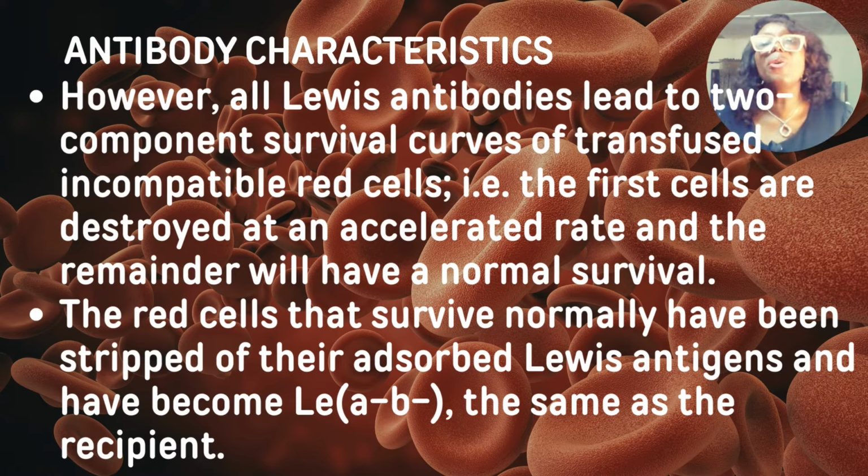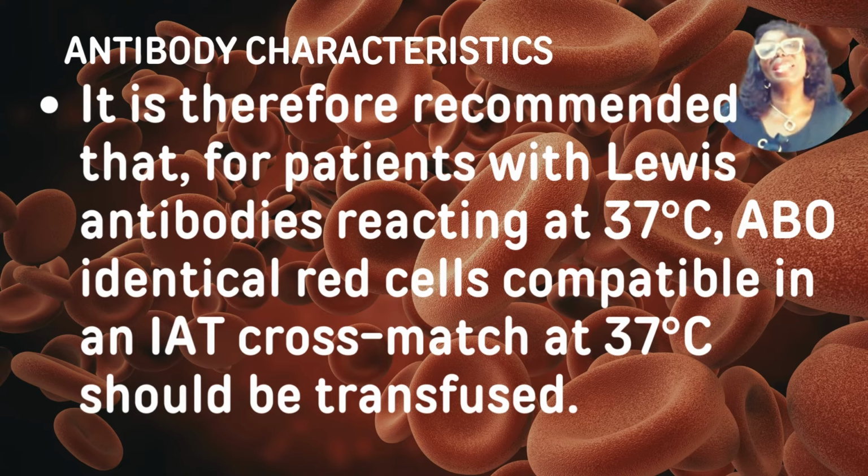Based on what I just explained, it is therefore recommended that for patients with Lewis antibody reacting at 37 degrees, ABO identical red cells compatible at the indirect antiglobulin test level cross-match at 37 degrees should be transfused. That is, for patients that have immune IgG Lewis A or Lewis B antibodies, the ABO identical red cells that are compatible even at the AHG cross-match at 37 degrees should be transfused.